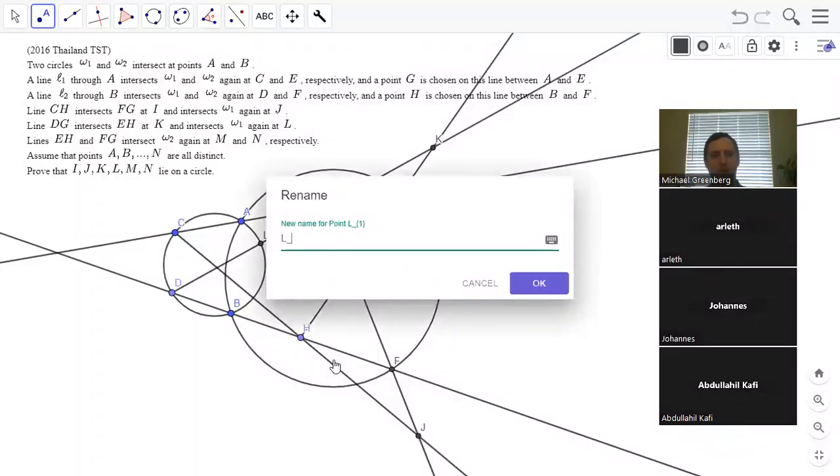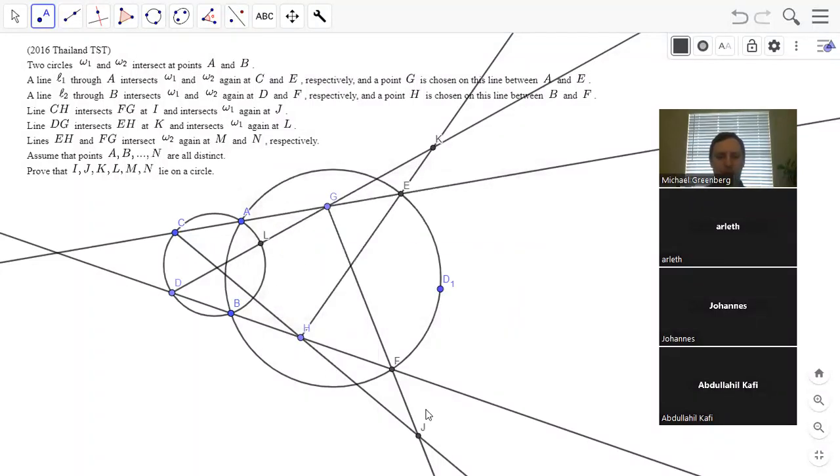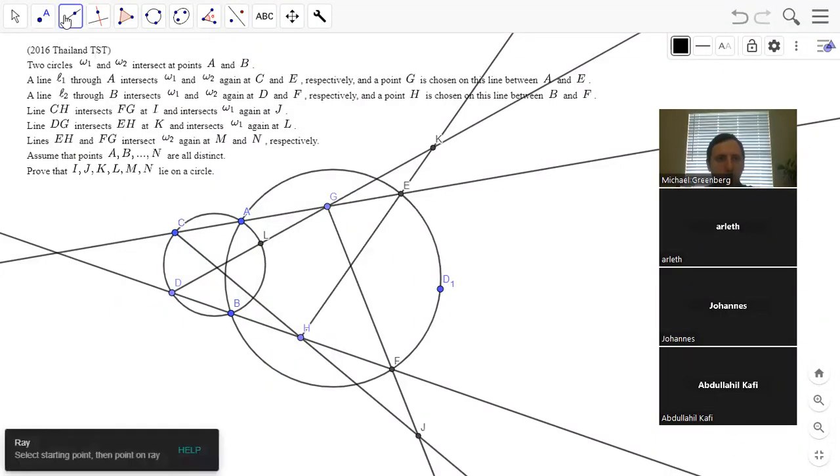So yeah, next time I'll use the tool, but I created a tool where you don't have to keep hiding all the lines and things like that. EH and FG. We want to see. Okay, so really I should have drawn the whole line.